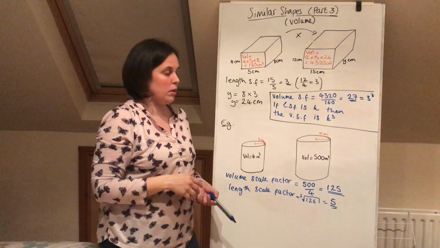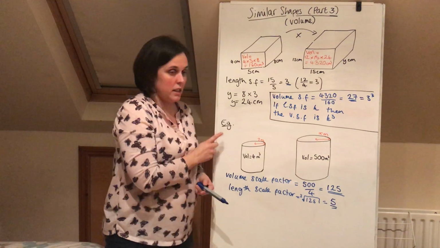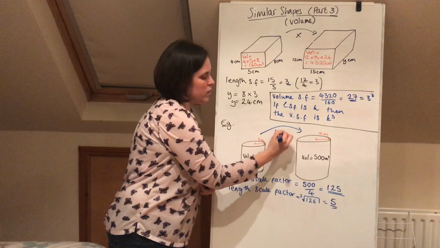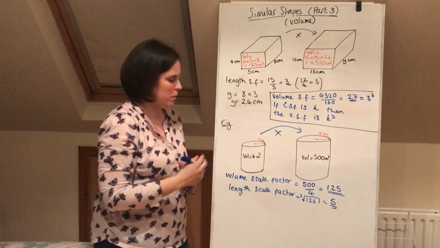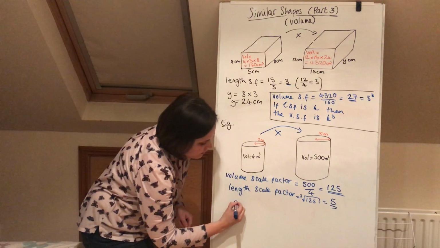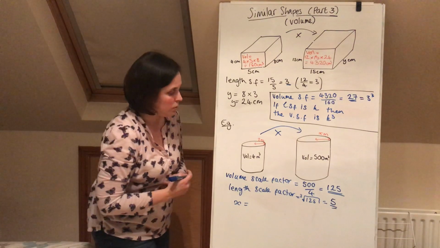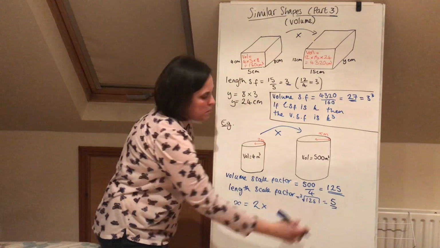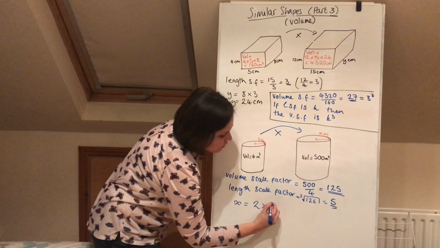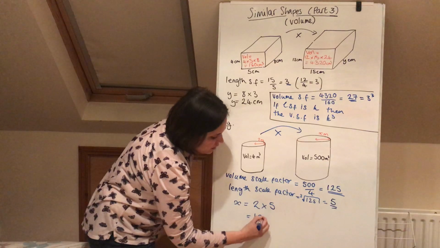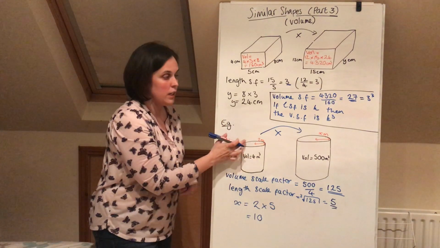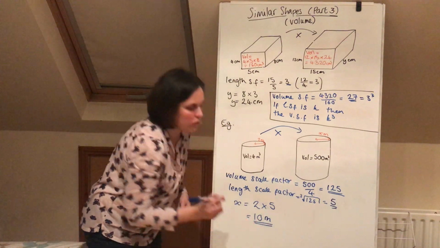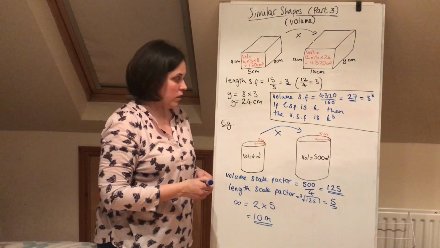We just need to decide, well, are we going to multiply or are we going to divide? In this case, we've got the smaller length, we want the bigger length, so we are going to multiply. Okay, small to big, we multiply. So x, our missing length, is just equal to the length on the smaller shape, which is 2, multiplied by our length scale factor, which is 5. I think we can all do 2 times 5 is 10, and don't forget your units, and it's a length, so it's 10 metres. Okay, it's very important that you get your units correct as well.